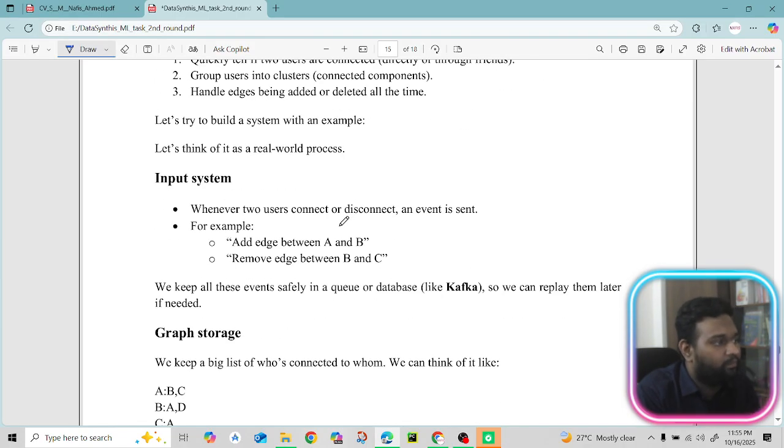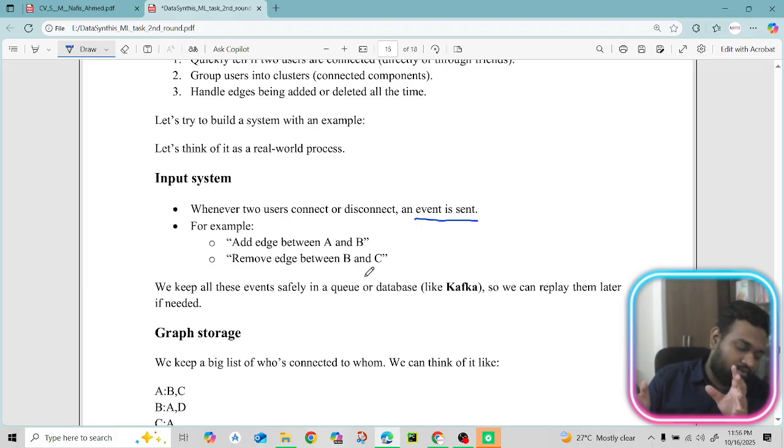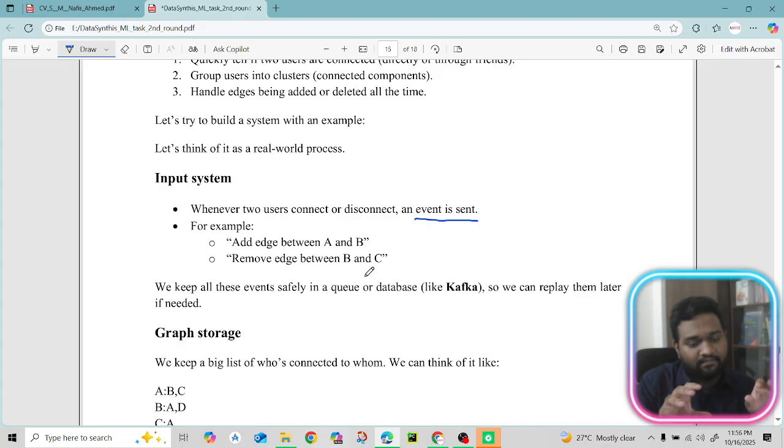First of all, I would like to build the input system. I'm going to send an event every time, because whenever a connection or disconnection happens, I am going to send an event like add edge between A and B, or remove edge between B and C. This is important because this information helps us safely put data in a database like Kafka. Kafka is an open source software where we store the stream of data for this event based information.